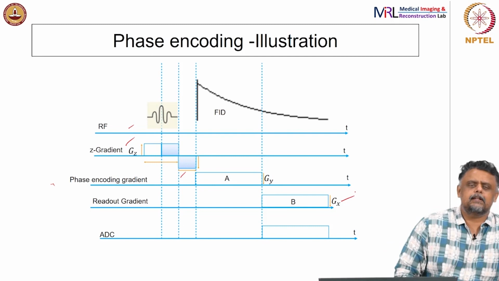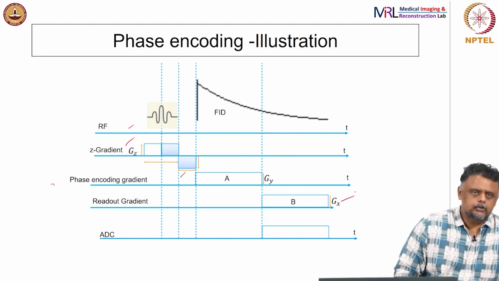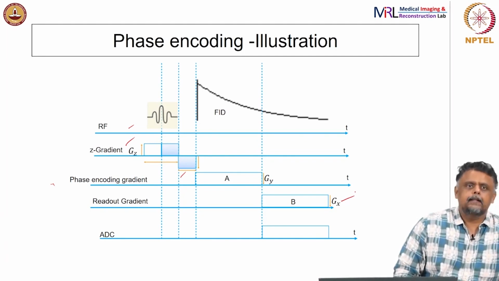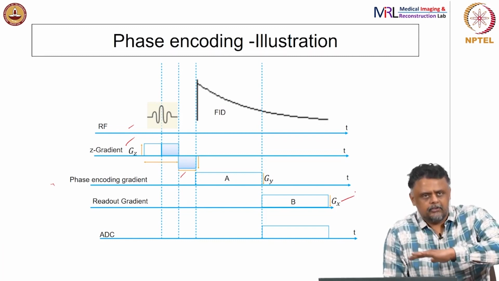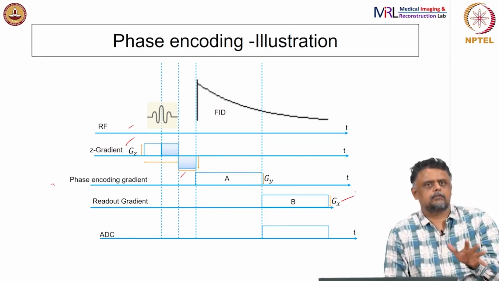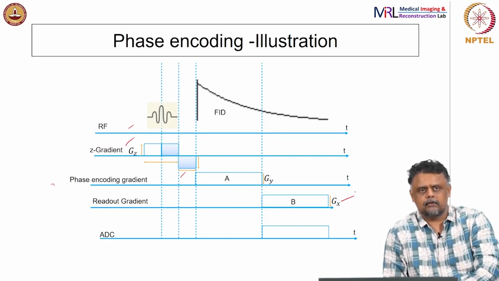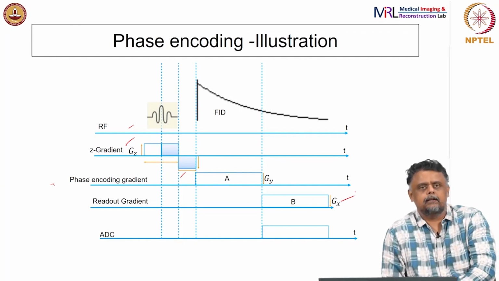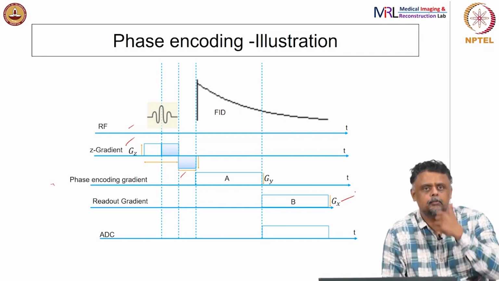So, typically what happens is, when you have the RF selection slice selection gradient on, all the spins in that particular slice have been tipped into the xy plane, and they are all precessing with the same frequency, which corresponds to whatever the gradient plus the B0 field is. Then you apply the phase encoding gradient and switch it off. Once you switch it off, they all go back to the previous B0, right.